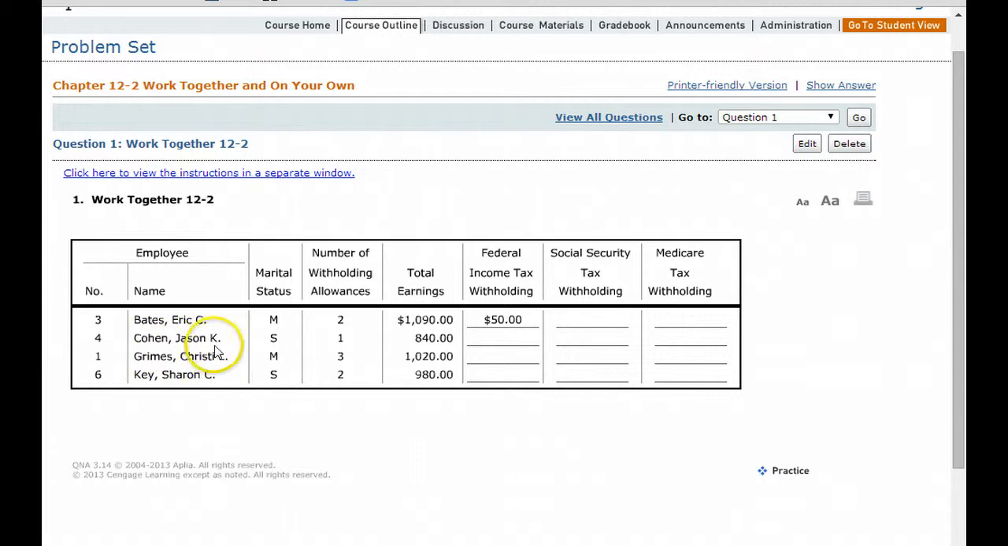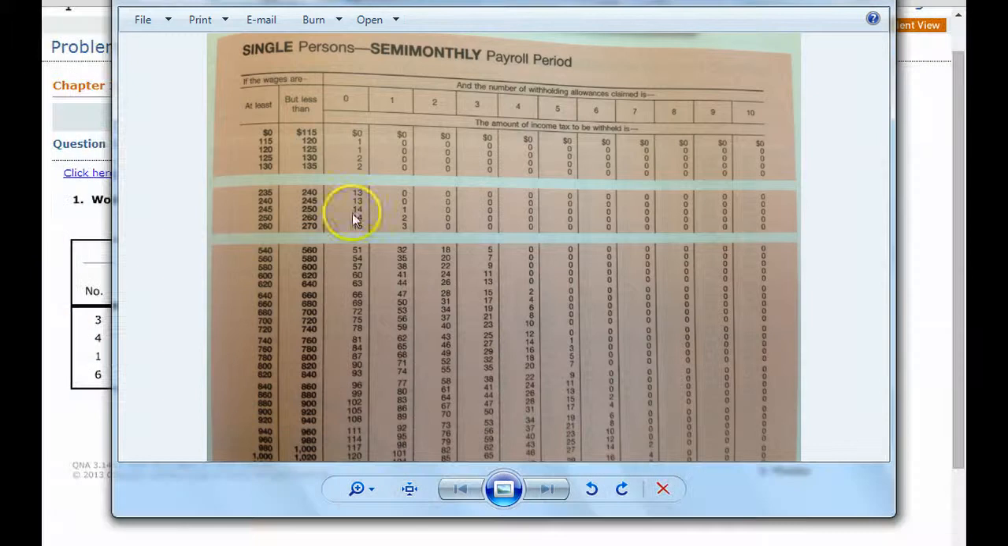Now the next person, Jason Cohen, is single, so we need to find the single form. This is a single form, and he's making $840. So let's check this out. We scroll down. He made $840. So is the number at least 820? Absolutely. Is it less than 840? Well, no, because it's 840 exactly. So this line right here wouldn't work. So we actually have to go down to the next line right here.